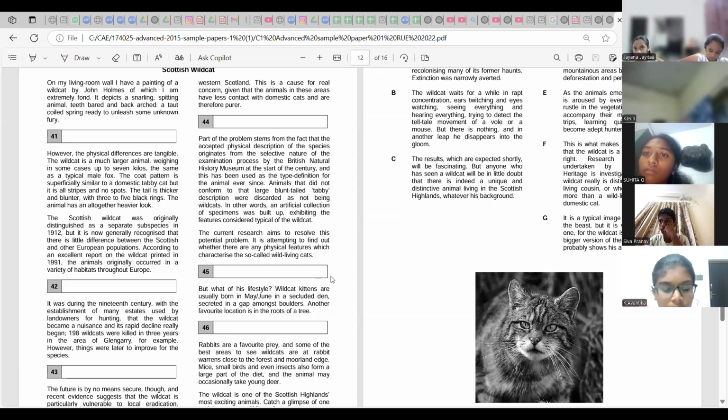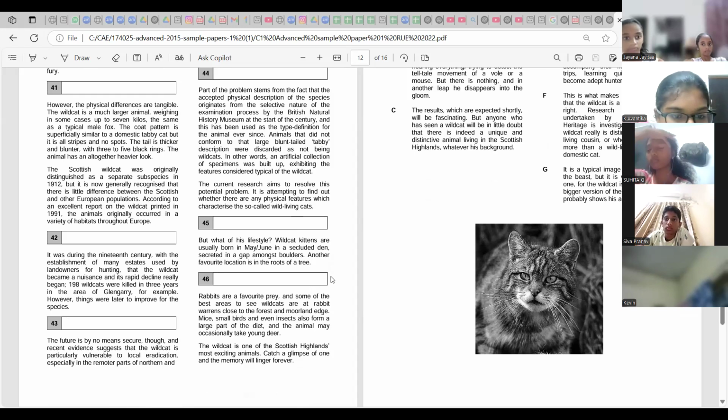Now, 45, it's going to extend on the research. See, look at that. Whether there are any potential features which characterize the so-called wild living cats. So 45 is going to be about the current research, about the report, something they are going to say. Because right after 45, there is something coming here. Avantika, can you read this? Right after the 45 box, can you read it?